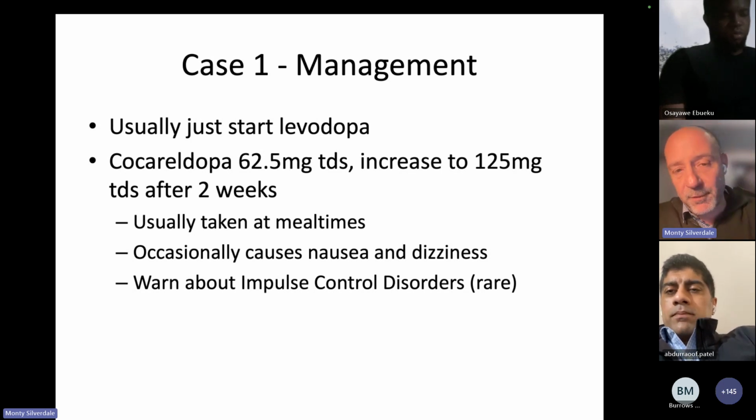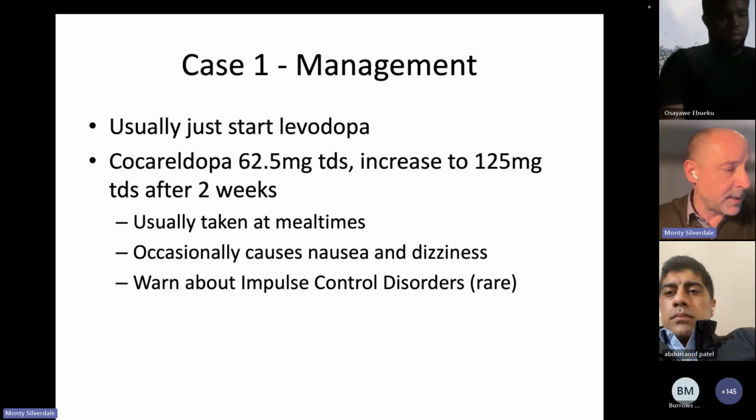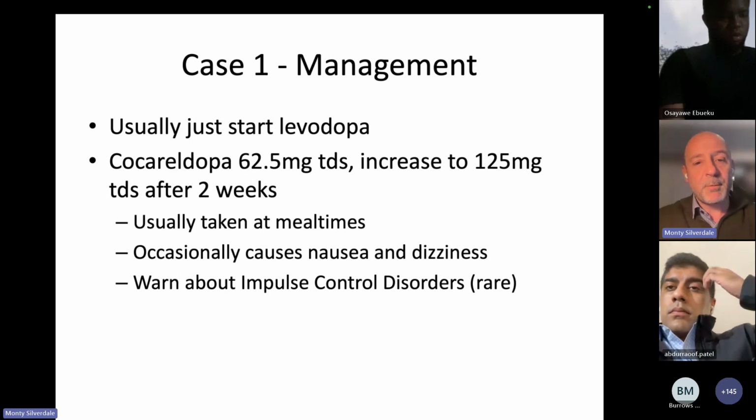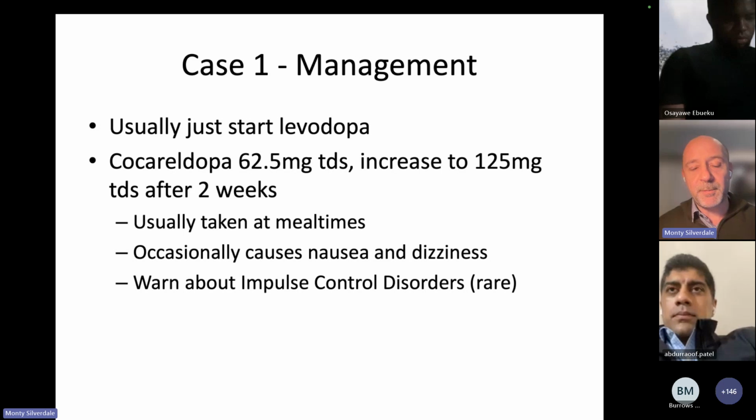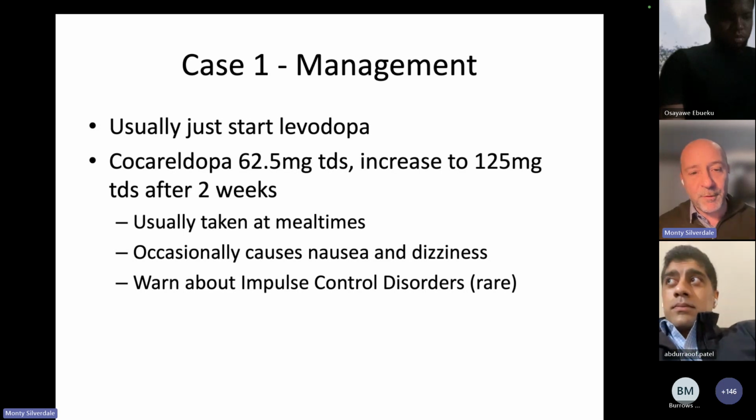So just to finish what we said, we normally start at 62.5 milligrams 3 times per day, increase up to 125 milligrams 3 times per day after a couple of weeks. We usually take the drug at meal times. It doesn't have to be taken with food. Generally speaking, it is a little bit less likely to cause nausea and dizziness if it's taken after food, but it works a little bit better if it's taken without food. So there's kind of pros and cons of whether you take it with or without food.